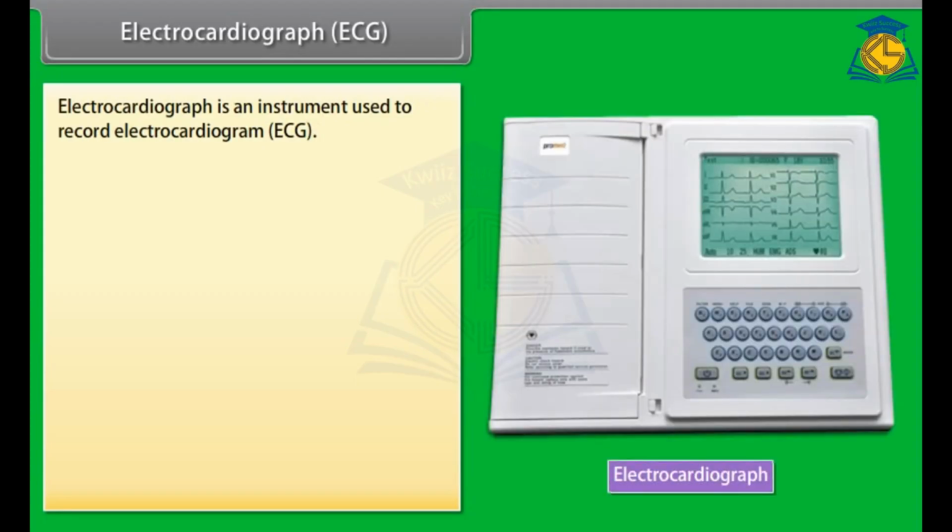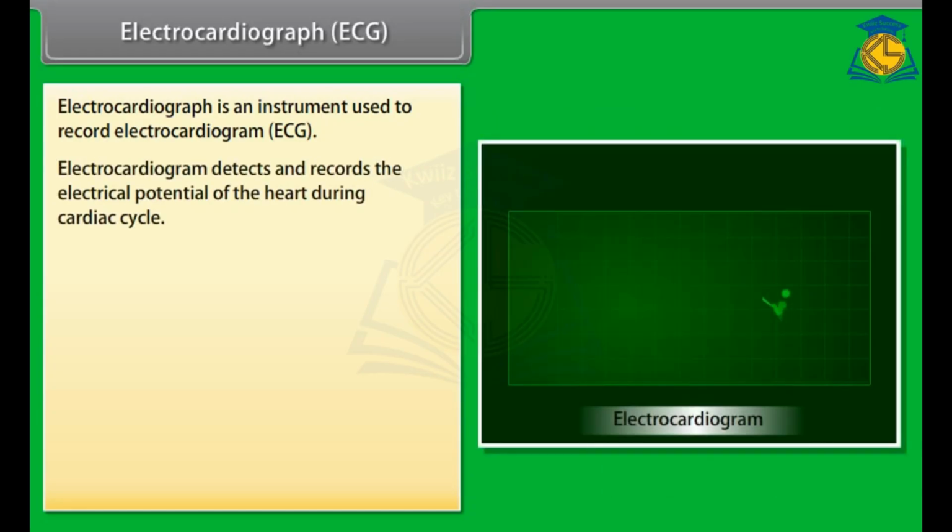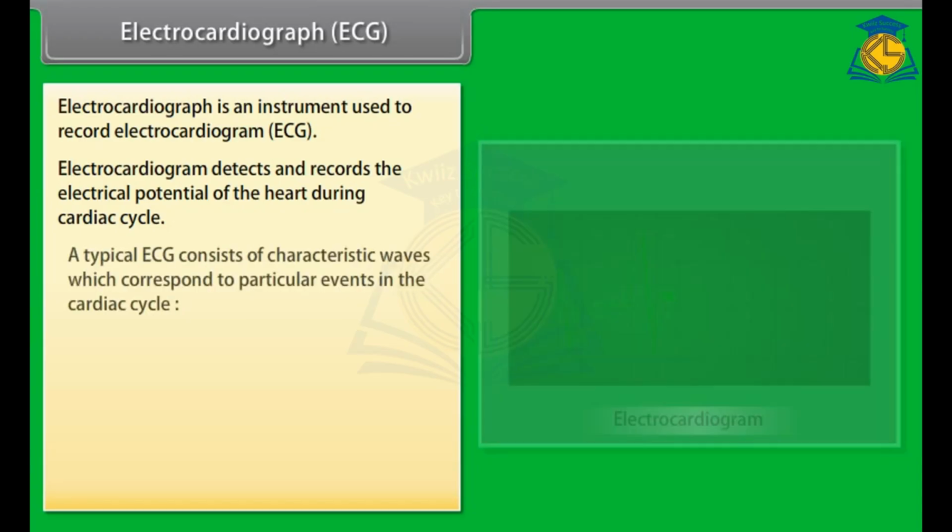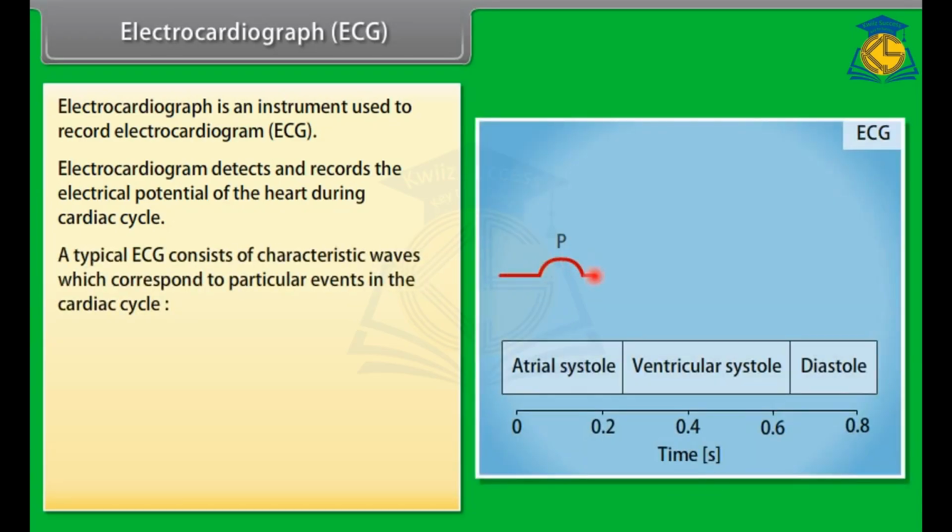Electrocardiograph, ECG. Electrocardiograph is an instrument used to record the electrocardiogram, ECG. The electrocardiogram detects and records the electrical potential of the heart during the cardiac cycle. A typical ECG consists of characteristic waves which correspond to particular events in the cardiac cycle.